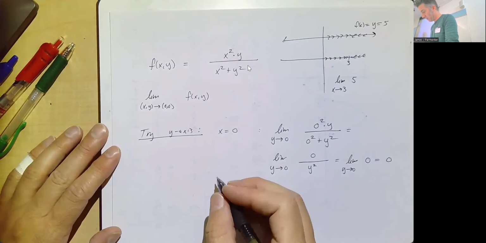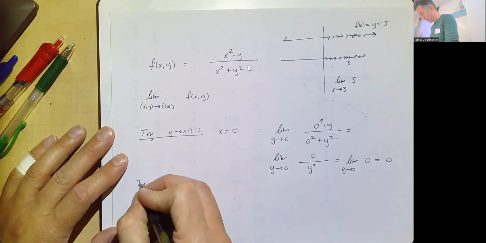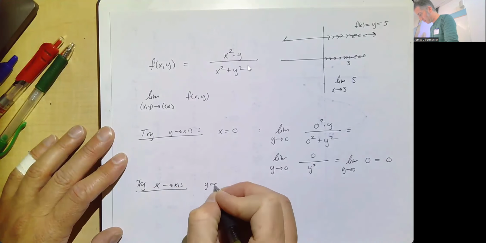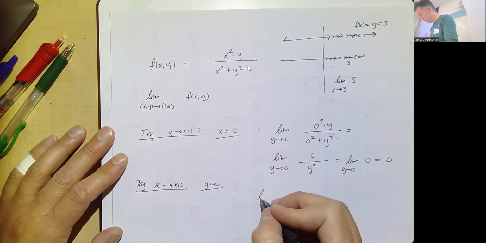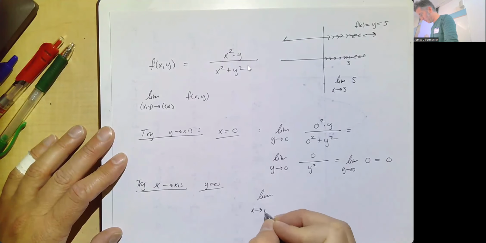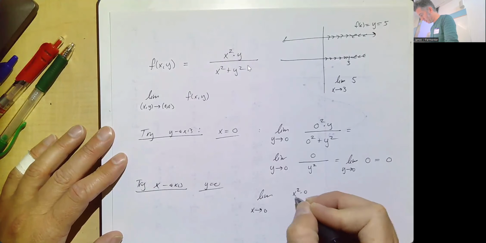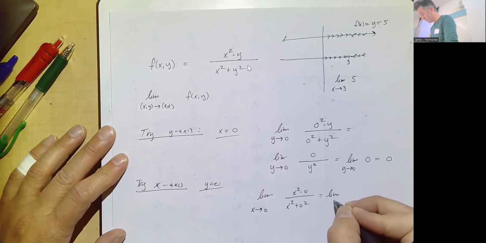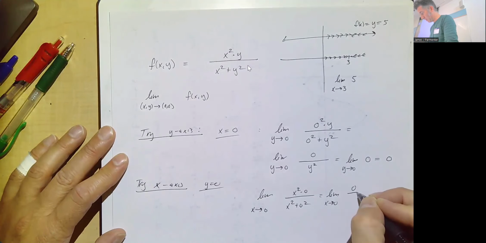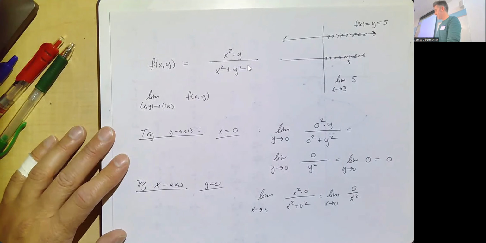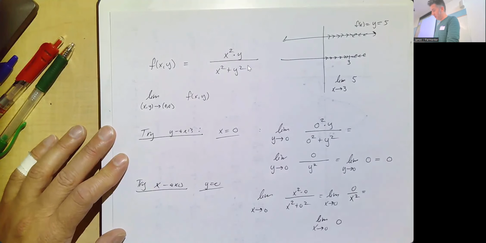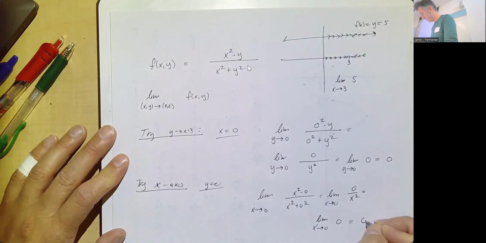And the same thing is going to happen when we try the y-axis. Sorry, the x-axis. Apologies. When we set y equal to 0, we're going to get the limit as x approaches 0 of x squared times 0 over x squared plus 0 squared. And we're going to have the limit as x approaches 0 of 0 divided by not 0. And just like before, 0 divided by not 0 is 0. And the limit of a constant is that constant.